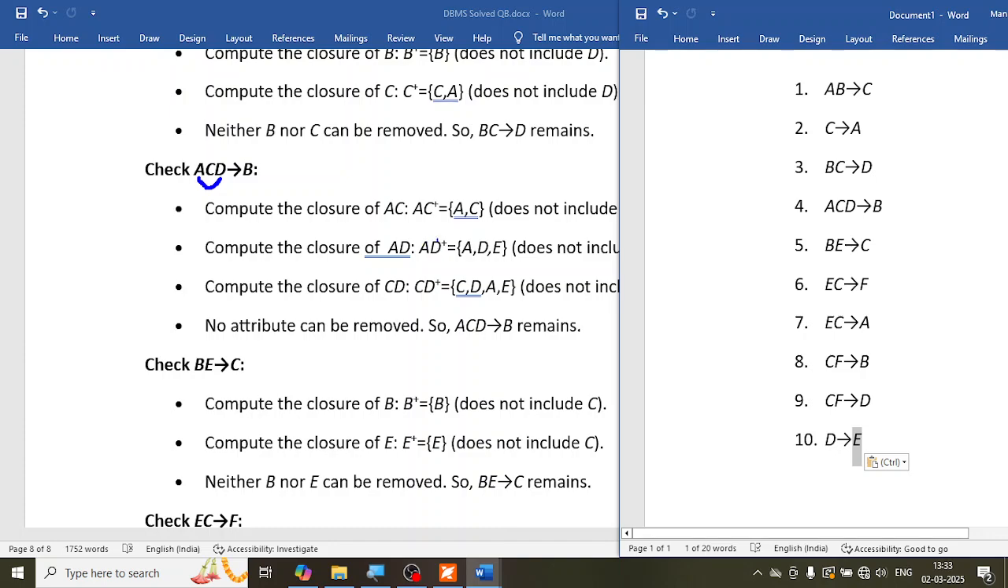Let us try to find whether AD can derive B. From AD, you can get A, you can get D. From D, you can get E. So you get E. Nothing else can be derived. In particular, we are interested in B. B cannot be derived from AD. Now let's go with the CD. What will happen with the CD? From CD, you can derive C, you can derive D. From C, you can derive A. So we know that.